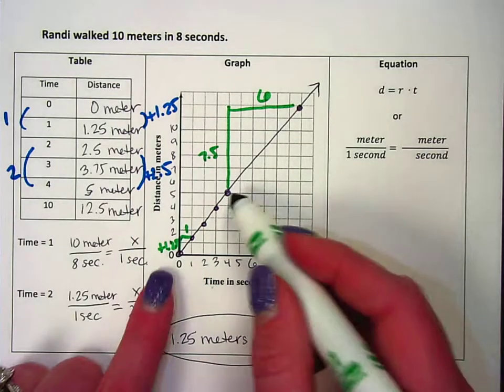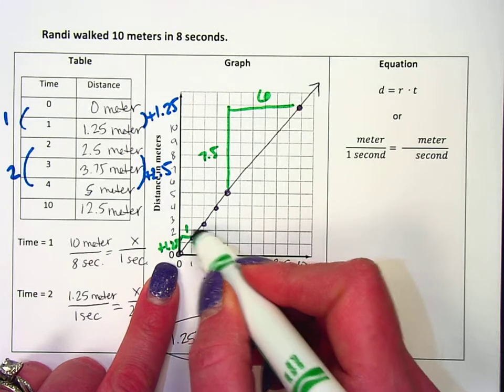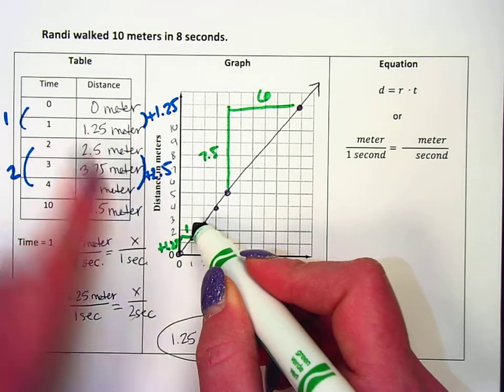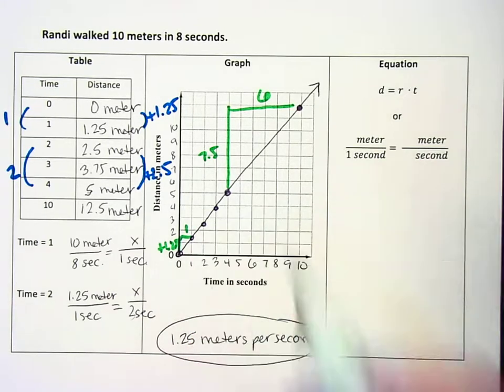Okay, so in our graph, we saw it as I was consistently adding 1.25 meters every time. In the graph, what that turns out to be is that I'm going up 1.25 for every second. Whatever my table is adding, that's how much my graph goes up for every 1 second.